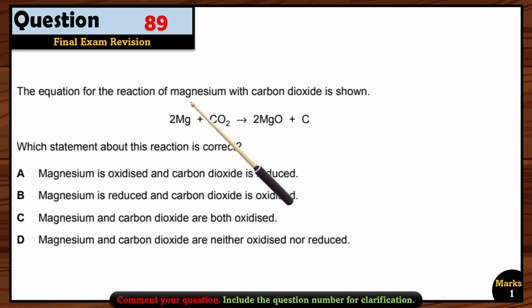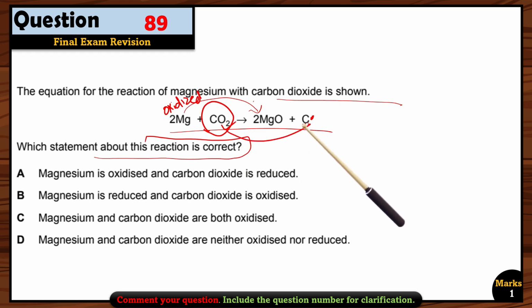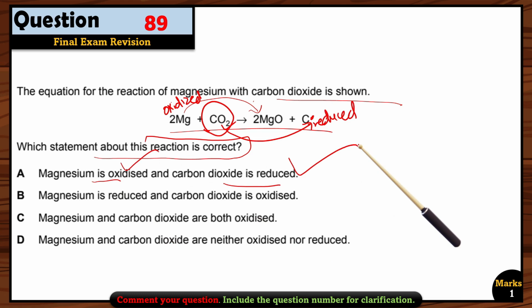The equation for the reaction of magnesium with carbon dioxide is shown here. Which statement about this reaction is correct? Let's see one by one. Magnesium is reacting with carbon dioxide and now magnesium has taken one oxygen. What does it mean? It means when you gain oxygen, you are oxidized. So magnesium is oxidized. What about carbon dioxide? Carbon dioxide has lost its oxygen. So it means carbon dioxide is reduced, right? So now let's see one by one. Magnesium is oxidized, yes, and carbon dioxide is reduced. So this option is the right option.